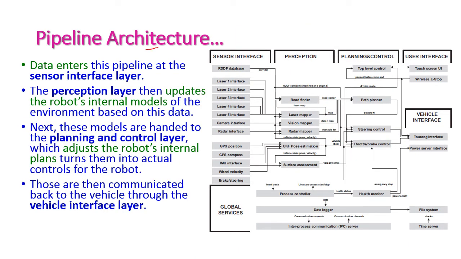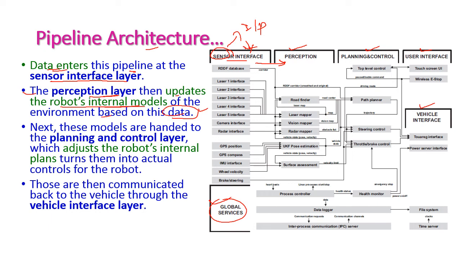In this autonomous car architecture, different interface layers are there. First one is sensor interface, then perception interface, planning and control, user interface and vehicle interface. After that, global services are also there. Here the data enters the pipeline at the sensor interface layer, because the sensor will act as an input, isn't it? And next the perception layer will take in that data from the sensor interface and update the robot's internal model of the environment based on this data.